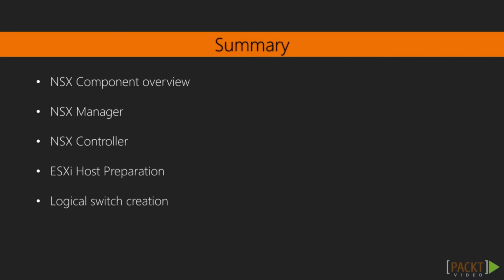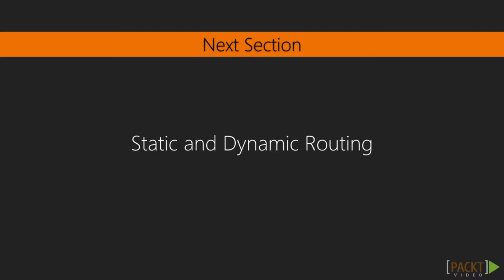This concludes the first section of this NSX training video. We discussed the NSX components from management over control to data plane, the use case of the NSX manager, the NSX controller deployment, that you have 3 of them, the ESXi host preparation, which is going to deploy the VIBs onto the host, and also how to set up the basic VTEP environment for your VXLANs. And finally, we created our first VXLAN or logical switch, how we used to call them in an NSX environment. In the next section, we are going to discuss static and dynamic routing.